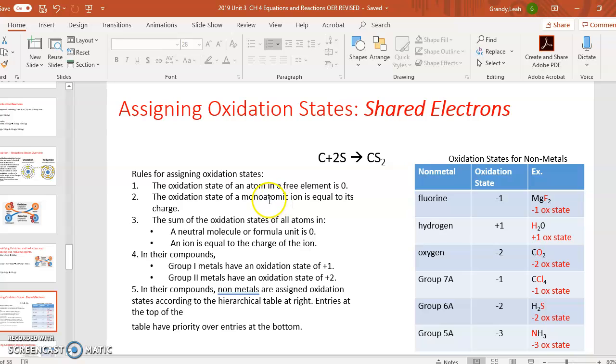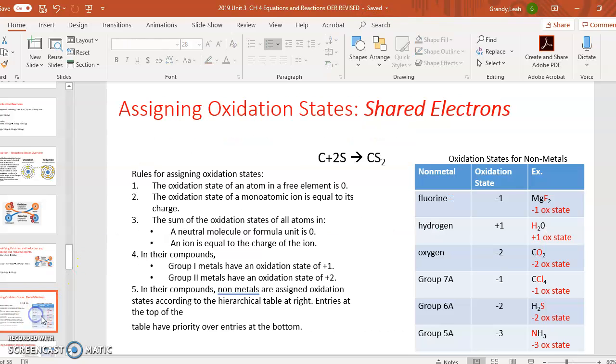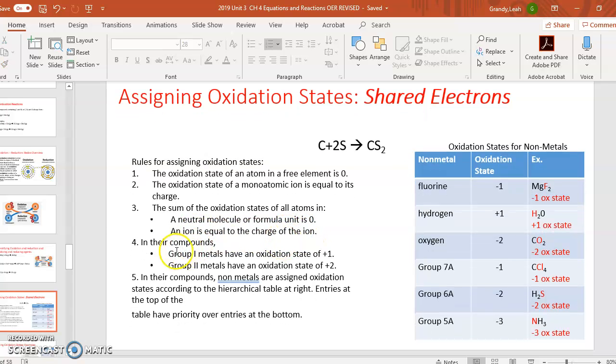And the oxidation state of any monatomic, so just one atom ion, is equal to the charge. So for example, tin here, its oxidation state would be this 2+ right here, already indicated. The sum of the oxidation states of the atoms in a neutral molecule have to add up to 0. And if it's many different ions joined together, they have to add up to the charge. And then we start working from group 1, from the far left-hand side of the periodic table, and then we move inward. So all the group 1 metals will have an oxidation state of +1. All the group 2 will have +2, etc.